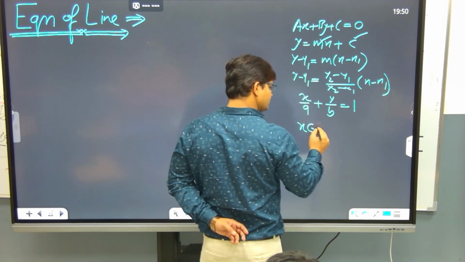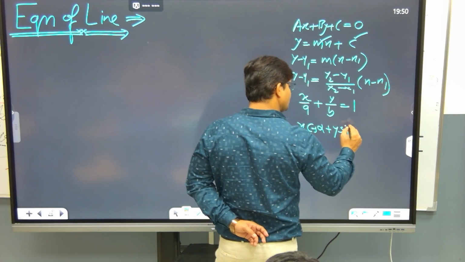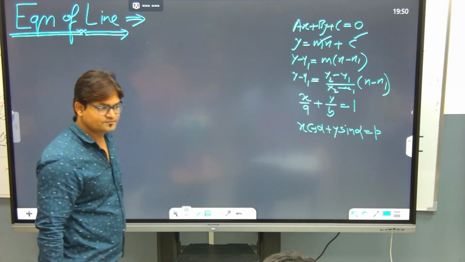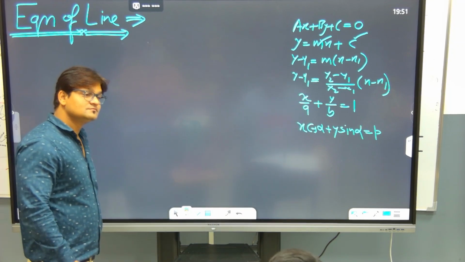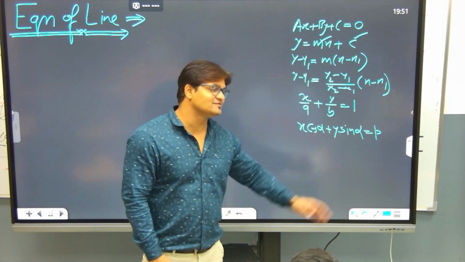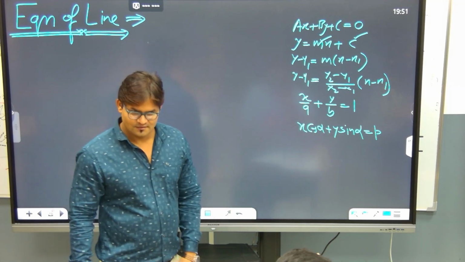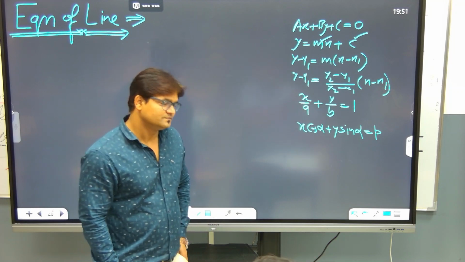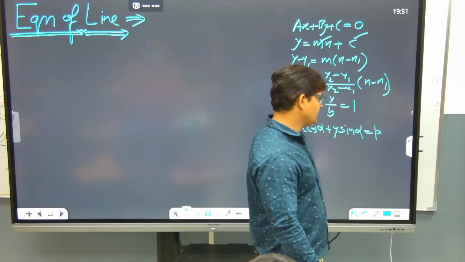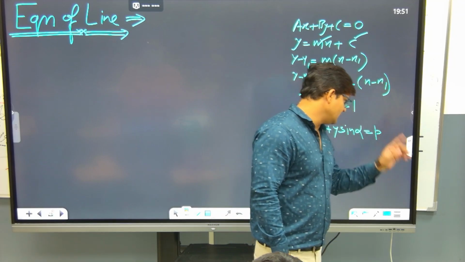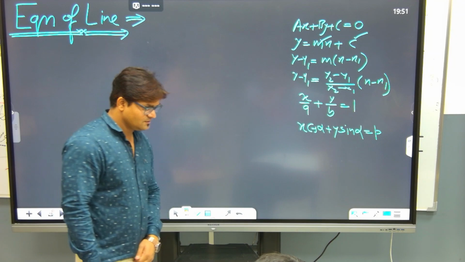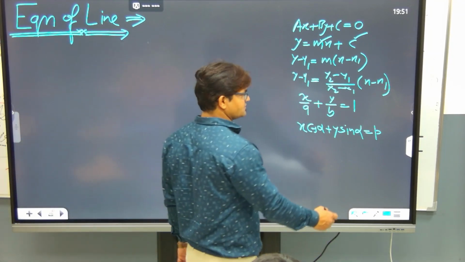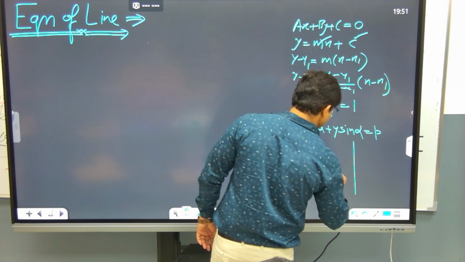Then normal form, x cos alpha plus y sin alpha equals to p. Where p is what? P is the length of perpendicular distance from origin to the line. And alpha is what? Angle between x-axis and perpendicular. In this case, we have that type of case.